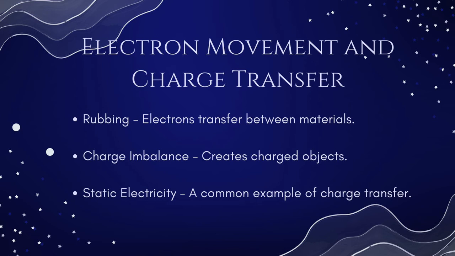Number 2 is charge imbalance. It creates charged objects. It occurs when an object has more positive or negative charge than the other. This happens when electrons move in or out of an object. Number 3 is static electricity, a common example of charge transfer. An example is lightning. When a cloud accumulates a surplus of charge, it can discharge electricity to the ground or to other clouds. This can damage structures and vegetation and also kill humans or animals.